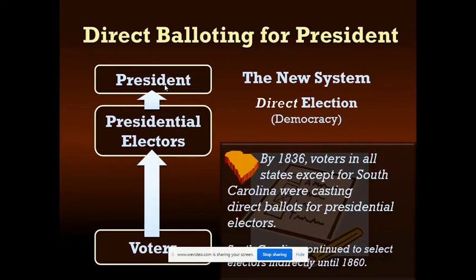Now, one thing to say is that by 1836, voters in all states except South Carolina were casting direct ballots for president. South Carolina would continue their aristocracy, the old system of voting, until 1860, when they seceded from the Union. Well, 1861 they seceded, but Lincoln is elected in 1860, and so they go ahead and drop out. They did not allow common men to vote. Again, a common man voting could possibly ruin their peculiar system of slavery.